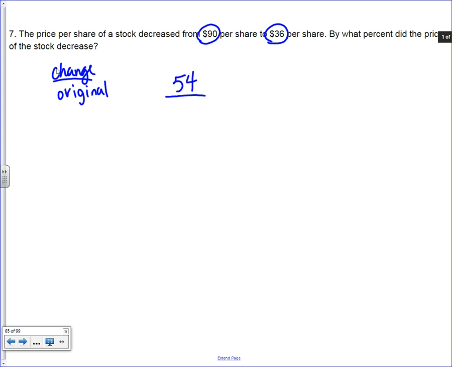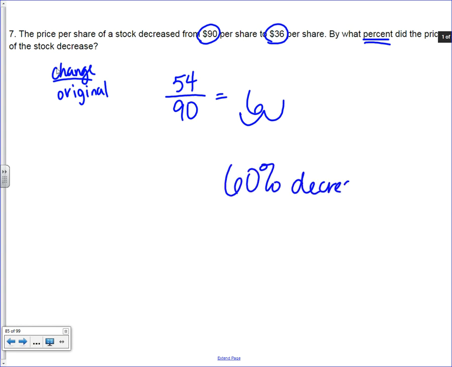And then I need to compare that to the original price. Well, the original price started at $90. So if you go ahead and you divide that 54 over 90, that gives you 0.6. Now you need to turn that into a percent. Remember, percents are out of 100, and this thing is a decimal already. So you're going to move your decimal 2 spots, and that gives you a 60% decrease. Okay. What that means, 60% is more than 50%. So this stock decreased by more than half of its original price.